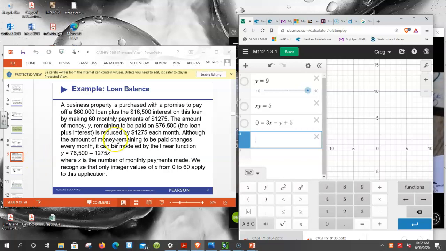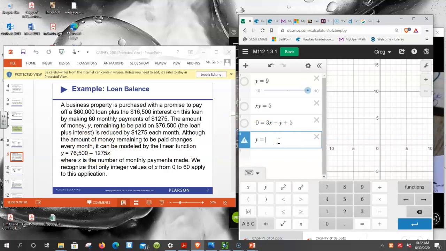The amount of money y remaining, so y stands for the remaining balance, to be paid off is $76,500. That's what they owe all together, the loan, and they're paying it off in $1,275 payments. Now, y is going to be going down, right? As the number of payments increases, the balance goes down. That's what this equation means.